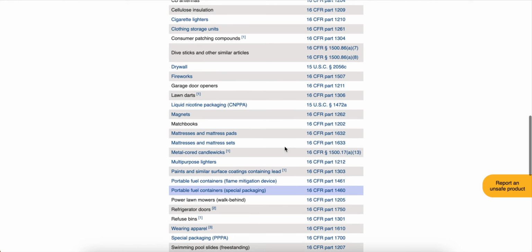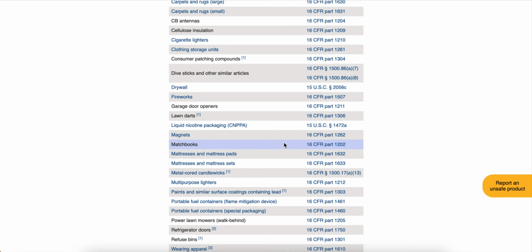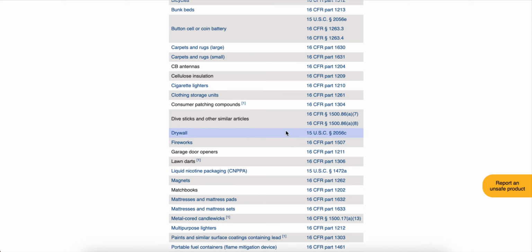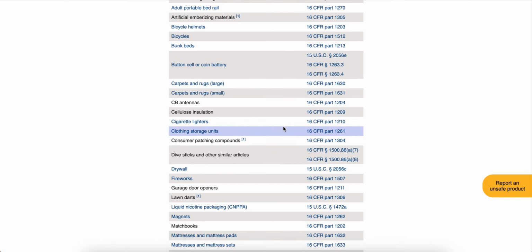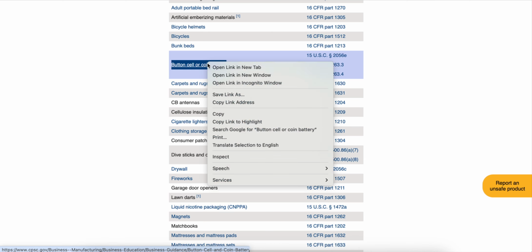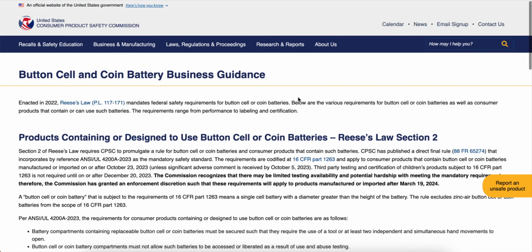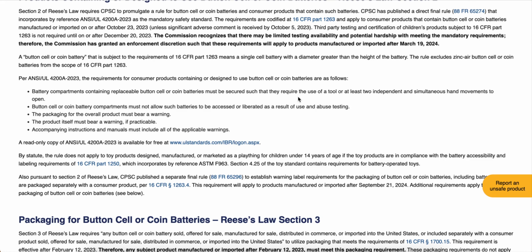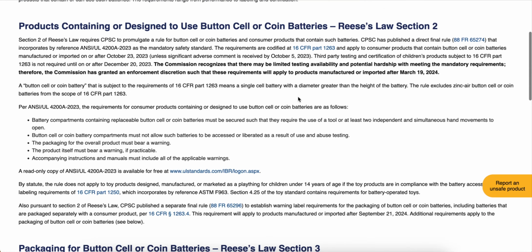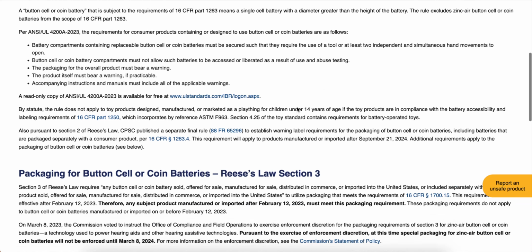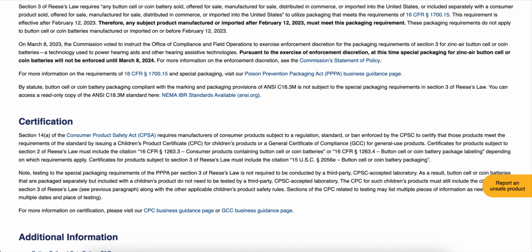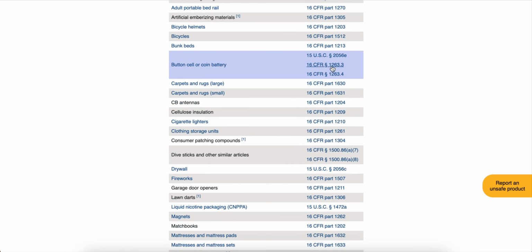Now, how do you move beyond identifying product safety rules? What do you actually need to do with these once you have identified one or more that applies to your product? Well, let's have a look at the requirements for button cell batteries. The CPSC provides detailed guidance pages. This is a great place to start, a high-level overview, a pretty detailed summary of what you must do to comply, to fulfill the requirements. But, well, the real requirements are often found within the ECFR.